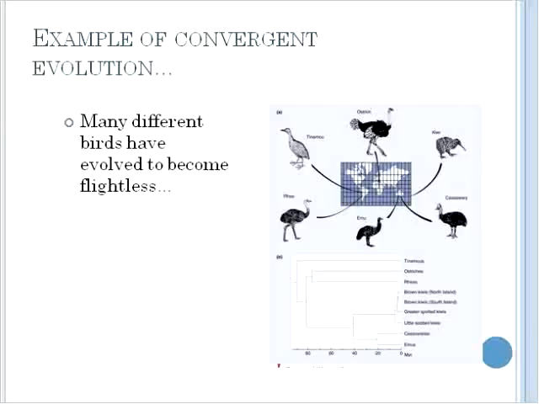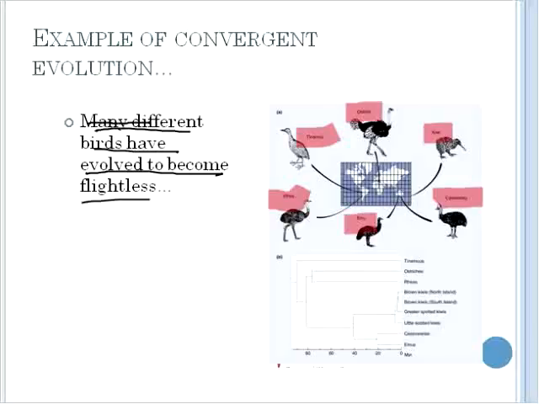Many birds have evolved to become flightless in different environments. The rhea, tinamou, the ostrich, the kiwi, the emu, and the cassowary, now extinct. The ostrich is found in Africa, the emu and cassowary and kiwi in Australia, the rhea and tinamou in South America. No direct relationship, yet they have developed similar features because of the similar environments acting upon them in a similar fashion.